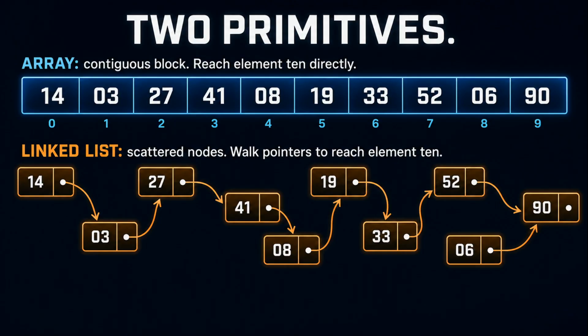The second is the linked list. Many small nodes, each holding a value and a pointer to the next node. The list itself is just a reference to the first node. To reach the 10th element, you walk 9 pointers. Each pointer can point anywhere in the heap.